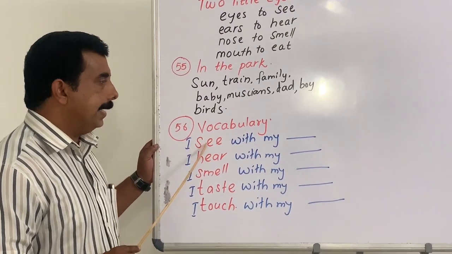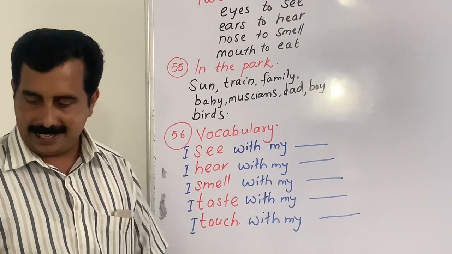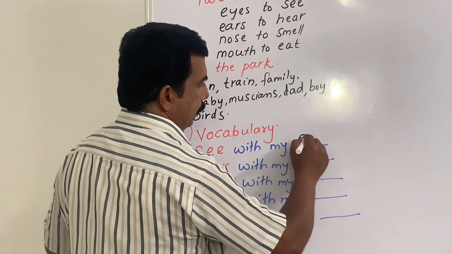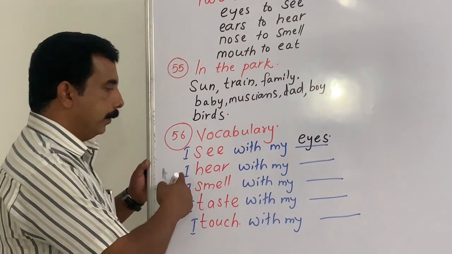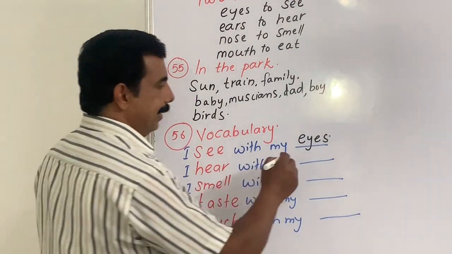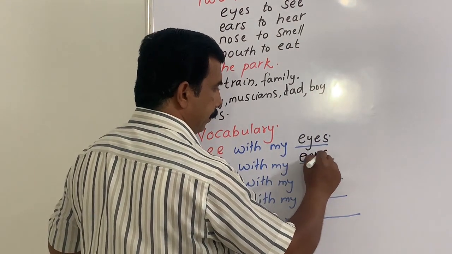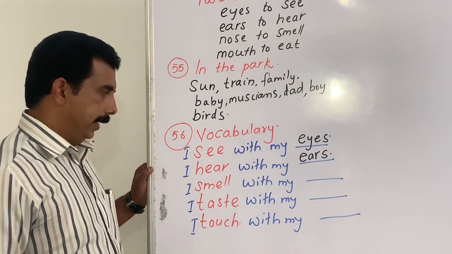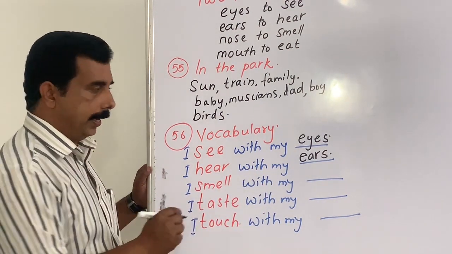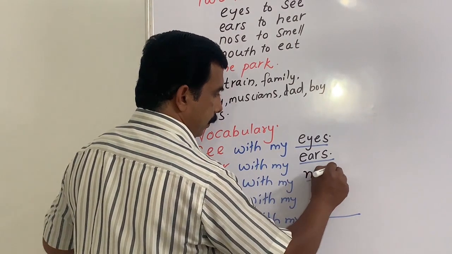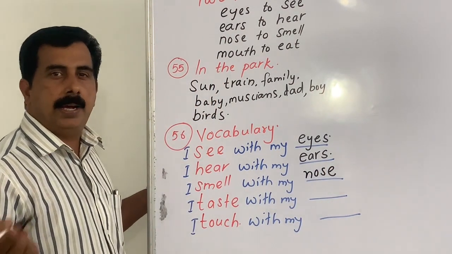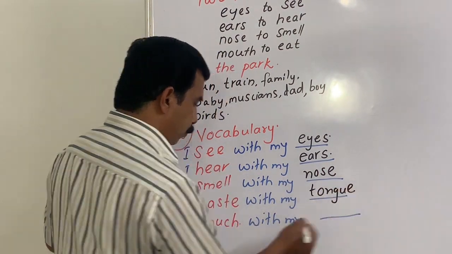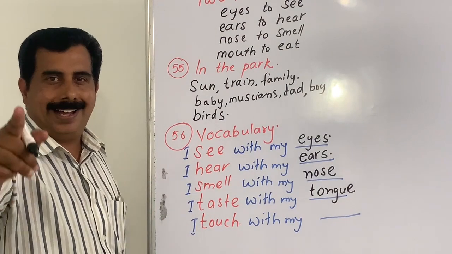Look in the book and say, I see with my. Tell me. Fill up, children, fast. I see with my eyes. Very good. Now, I hear with my. Yes. Very good, children. You studied in science? The same things you studied in the science? Maybe. Okay. Then I smell with my nose. And I taste with my tongue. Finally, I touch with my.